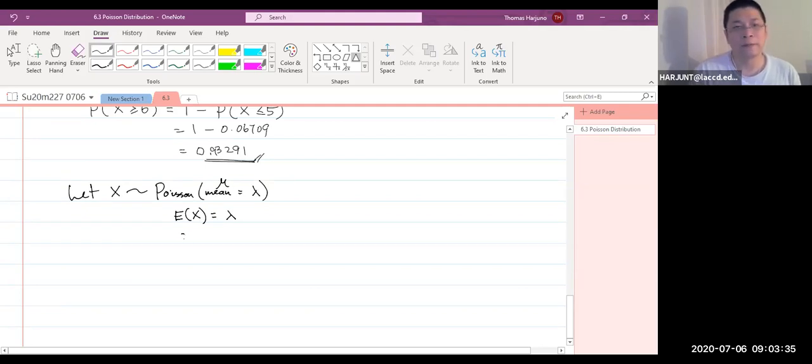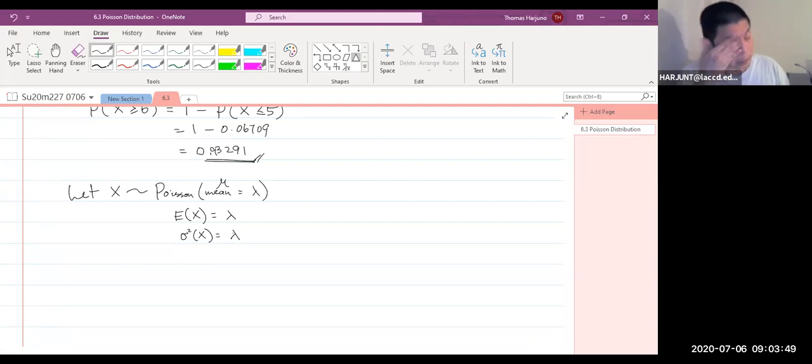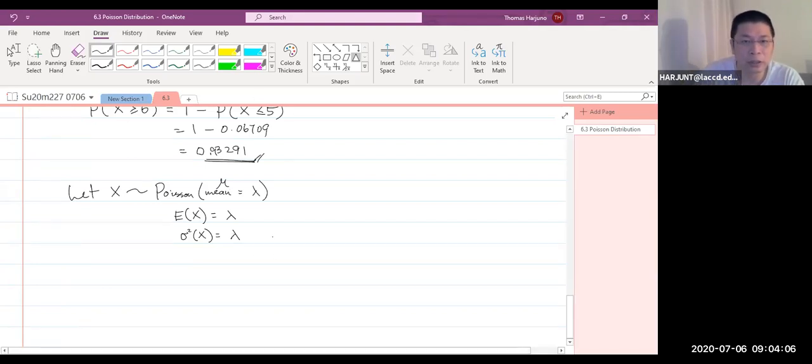The variance of this random variable X is also lambda. Poisson distribution is the only distribution, as far as I know, at least at this point, whose average and variance are always equal. Consequently, the standard deviation is the square root of that. But we don't really need this information, at least for now.